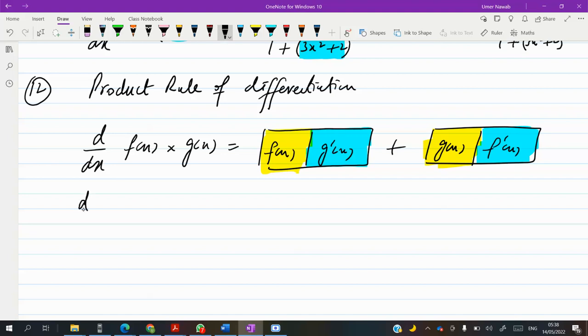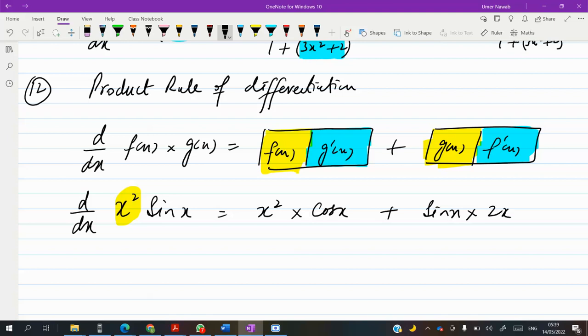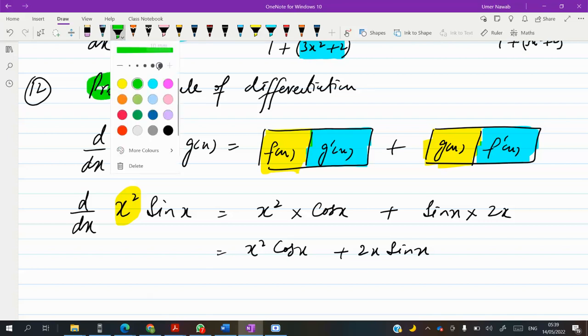Let me give you an easy example. For example, if I want to find the derivative of x squared and sine of x, my first function x squared, I'll keep it as it is. The derivative of sine x is cosine x, and then I will keep the sine x as it is. The derivative of x squared is 2x. So the final answer comes to x squared cosine of x plus 2x sine of x. This is the product rule of differentiation.